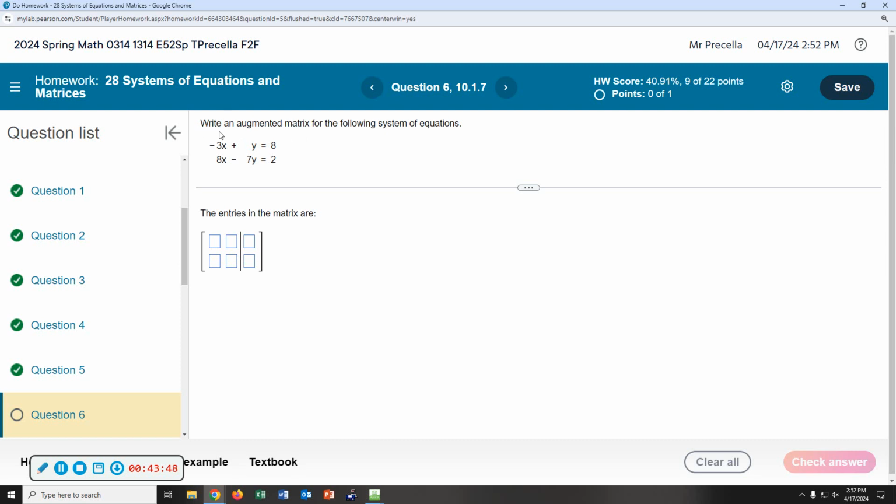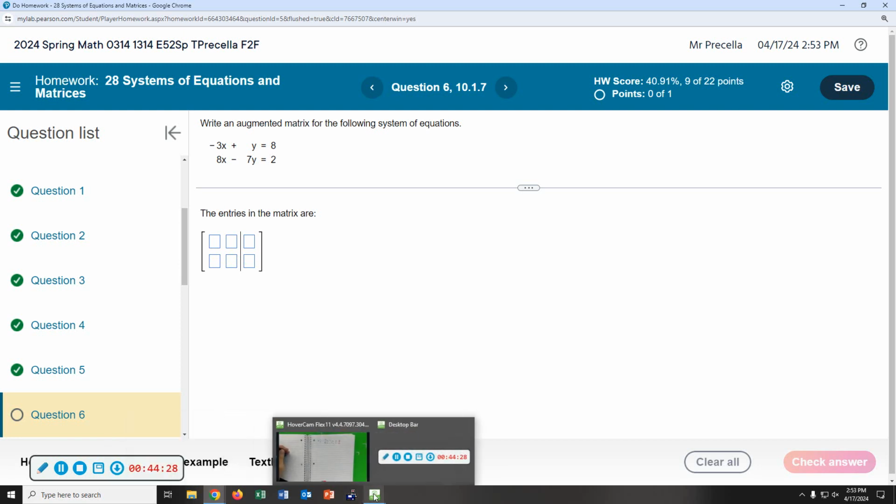We should label the X column and the Y column. Yeah, this is number 6. Let me write down that system of equations: -3x plus y, and 8x minus 7y, equals, in my column of constants, 8 and 2.